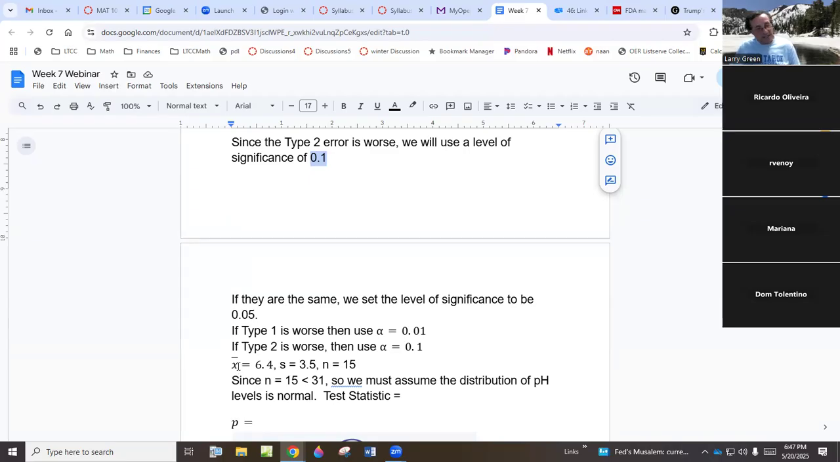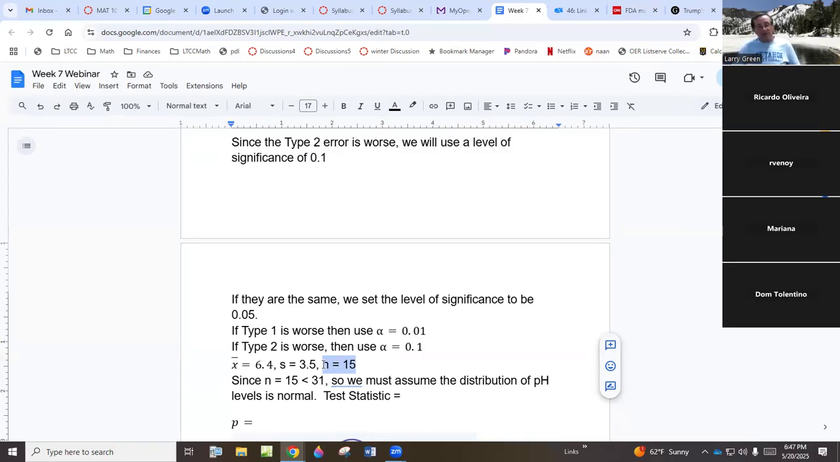So now let's suppose X bar was 6.4 and S, the standard deviation of the sample, was 3.5. So the sample mean was 6.4. The standard deviation of the sample was 3.5. And let's suppose we looked at 15 creeks. Just note that N is 15. 15 is less than 31. So we must assume the distribution of pH levels is normal, or you can't do any statistics.